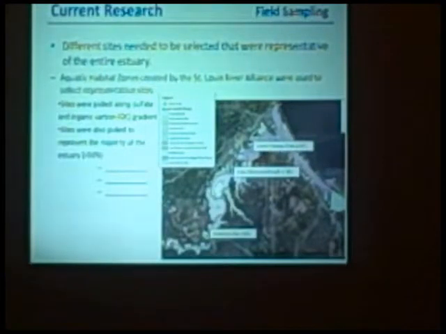The other thing that we took into consideration is, instead of trying to get a sample that was only representative of exactly where we're taking the sample, we used aquatic habitat zones that were created by the St. Louis River Alliance. So for example, the sheltered bay that's in the lower end of the picture is representative of quite a few spots around the harbor. So we can say, if we take a sample at this spot, it might be representative of other areas, so it's not just really localized. So we tried to get sites that were representative of about half of the estuary, with just doing three different areas.